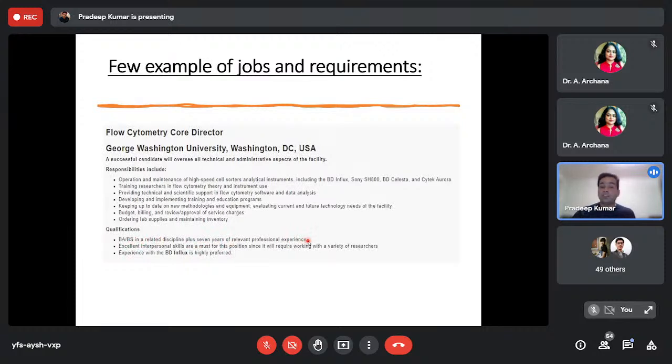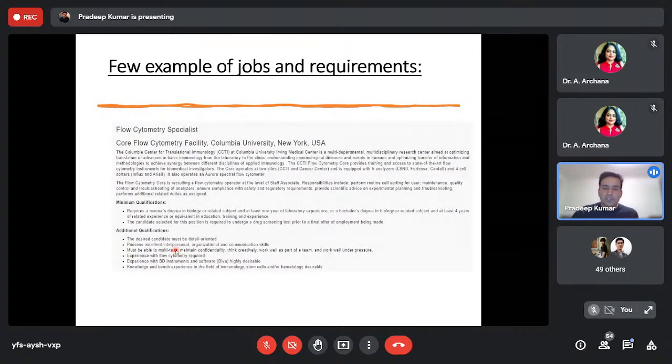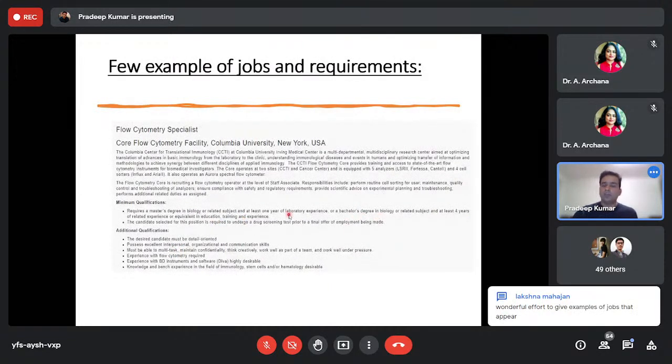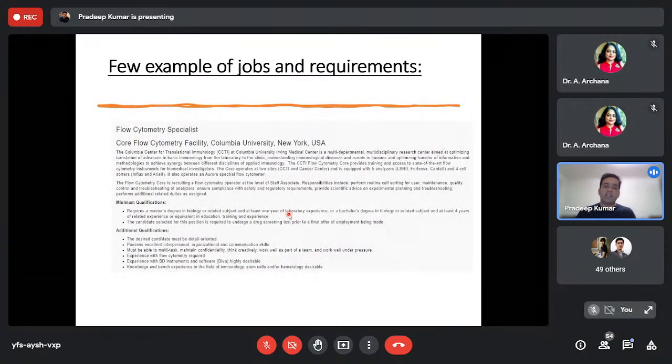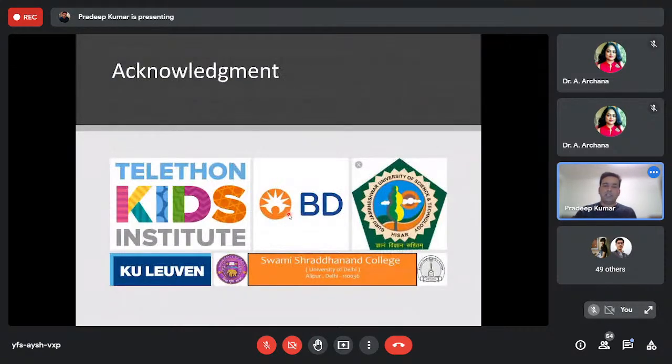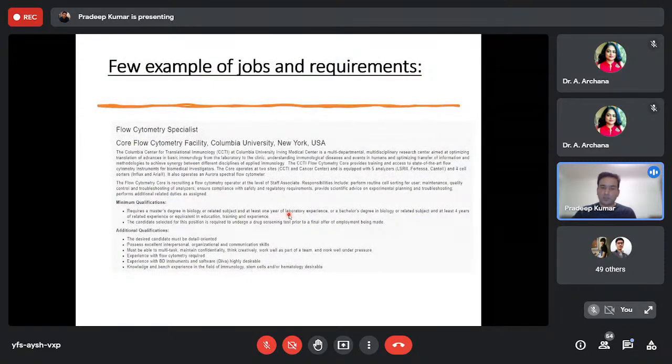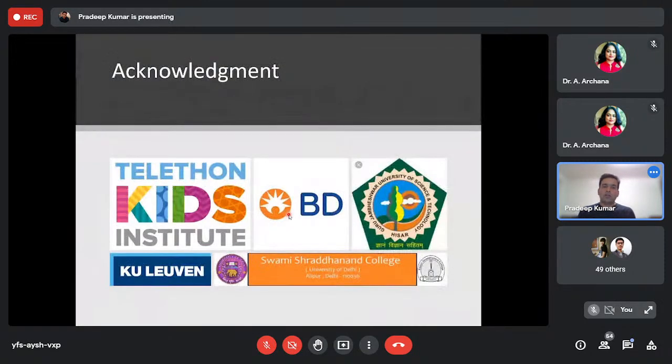But if someone has a PhD with 2 years of experience, they will have preference. But there are so many positions, and some are instrument-specific, like they say experience with BD Influx. It's a jet-in-air flow cytometer. If you have experience with that instrument, your application will be preferred over others. And flow cytometry specialists, you need at least 4 years of experience with a bachelor's. So different roles, different positions based on level: junior level, mid-level, senior level, manager level, director level. Based on that, your experience is required. Yep. So those are some of the examples of the job positions.